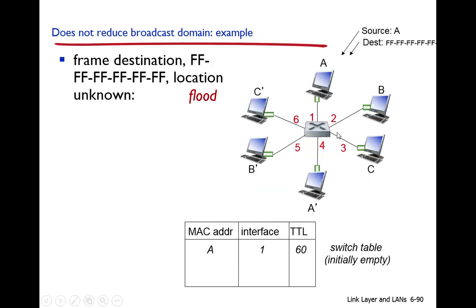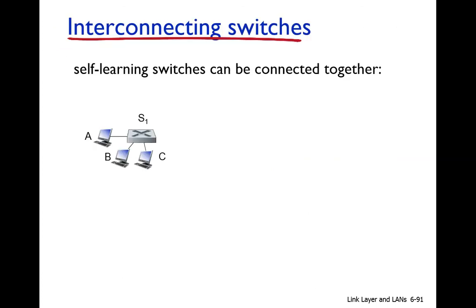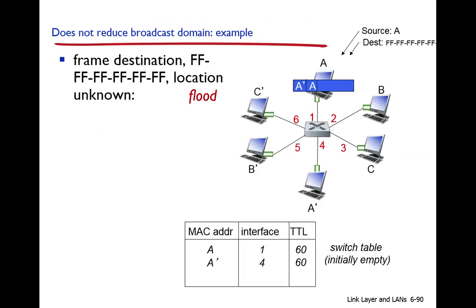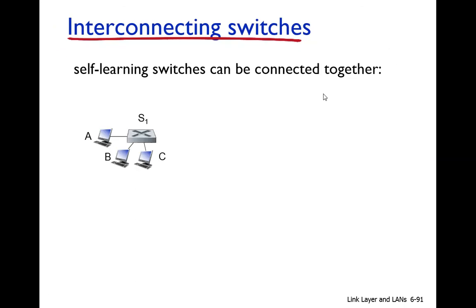It will be flooded. Similarly, if the packet for A dash is received, it is a unicast packet because the destination address is A, so it will be forwarded only on this interface.